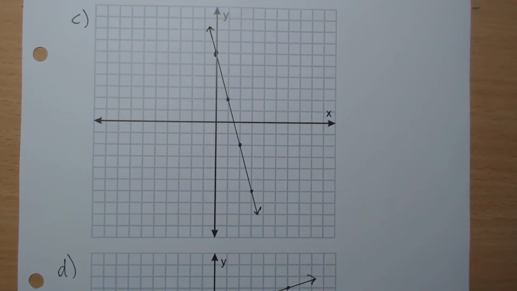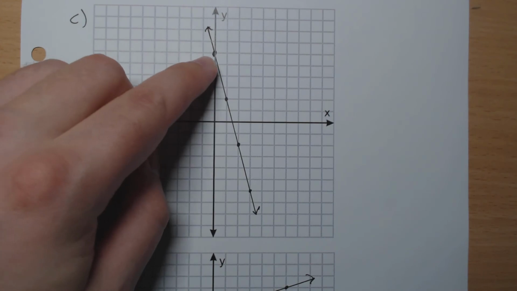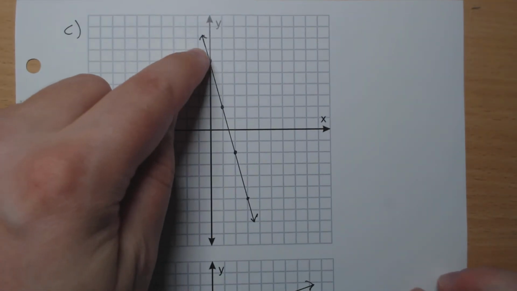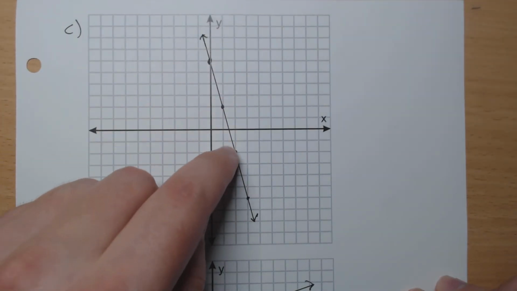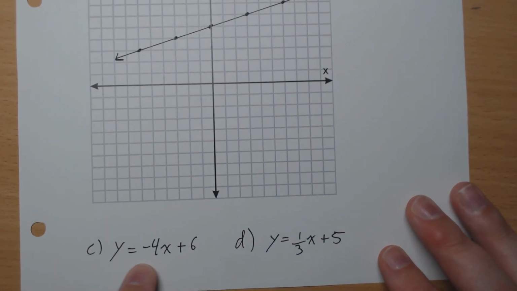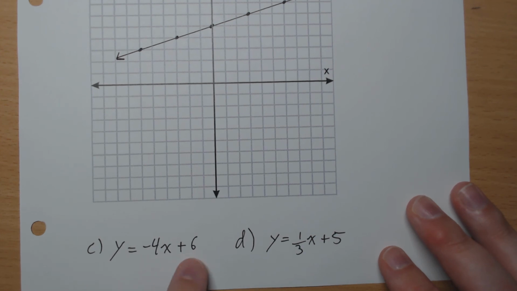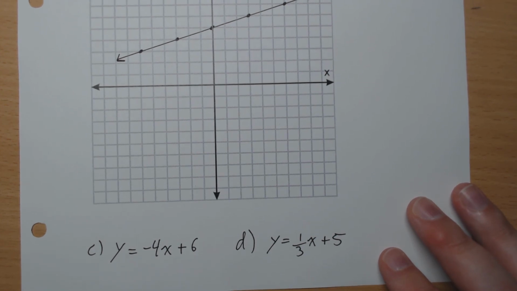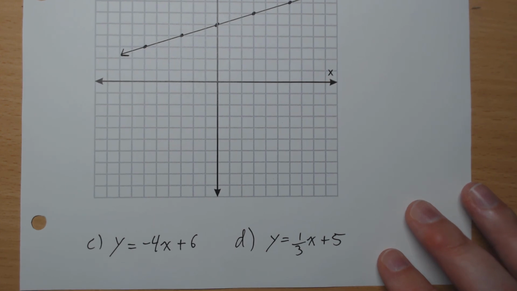Okay, so for C, we notice that we're starting at 6, like that. We're going over 1, down 4, over 1, down 4, and so that is our equation here. Over 1, down 4, so negative 4 over 1 times x, plus 6 as our y-intercept, and so that's our equation.